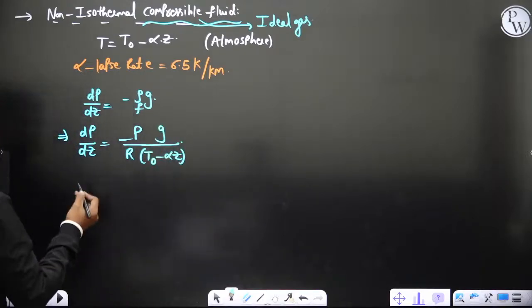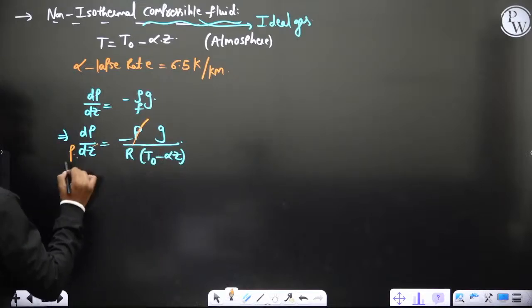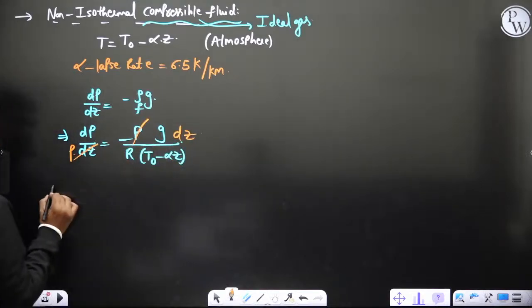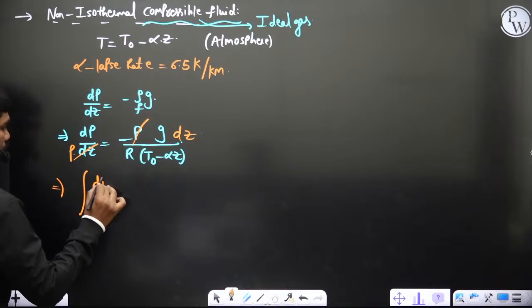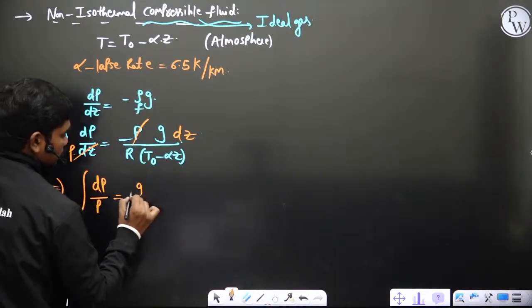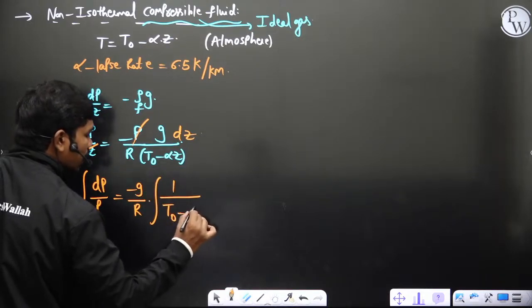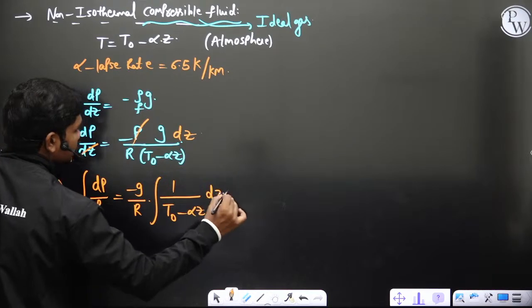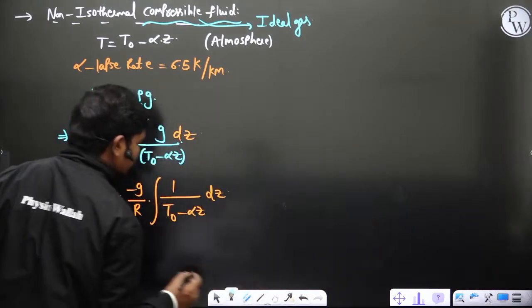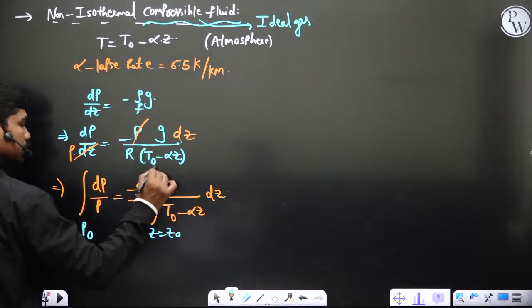Now clearly if you again do the same thing, this p comes here and this dP goes here, then integral dP by p within the limits is equal to minus g by R integral 1 by T0 minus alpha z dz actually here. So you can clearly see at z is equal to z0, p is equal to p0, and at z the pressure is p.